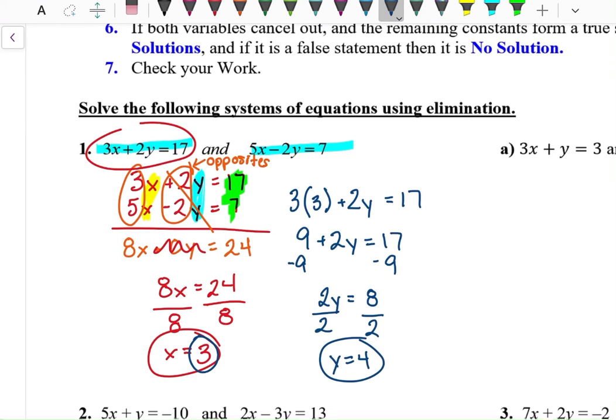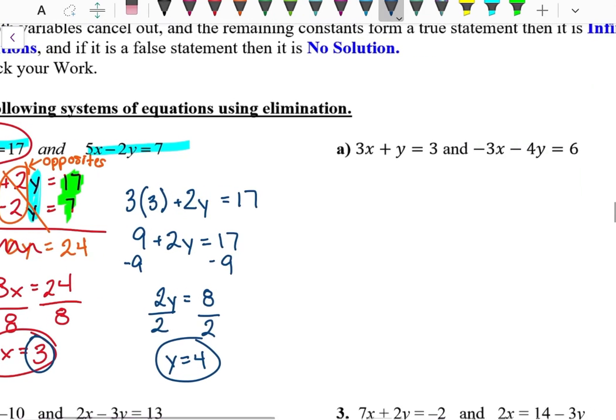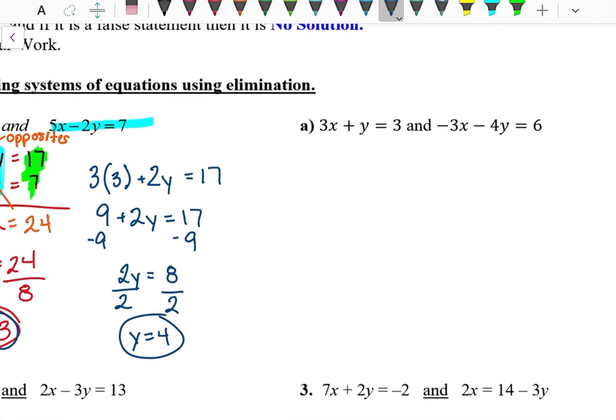I would like you guys to try A on your own to solve for both x and y. And I'm just going to put the answers down at the bottom. So x is 2 and y is negative 3. So when you're done with that, make sure your answers are both x equals 2 and y equals negative 3.